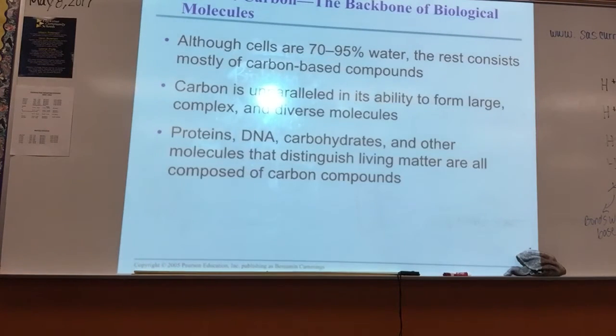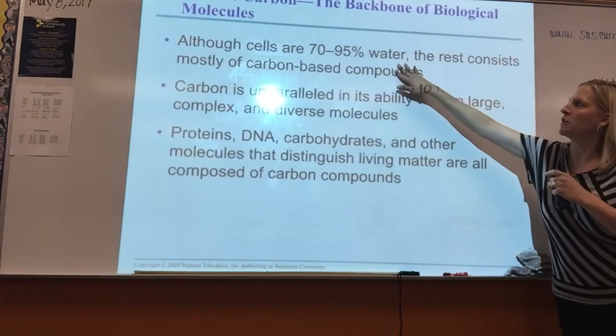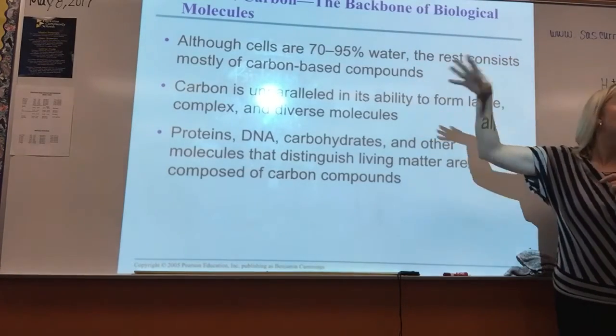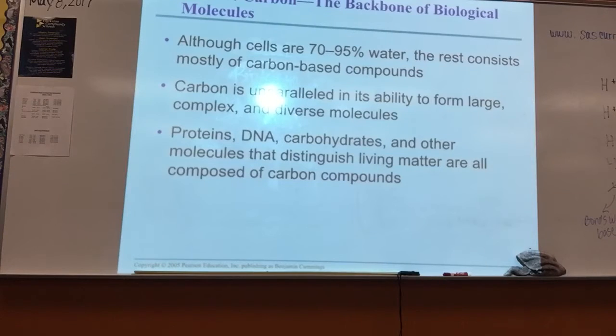Basically, the whole idea is looking a little bit more in depth into the chemistry of living things, and that we depend upon carbon as our main atom, and a lot of the macromolecules and things that we're made up of are carbon-based molecules. So lots of water. We talked about that, 70 to 95% water inside of our cells, and the other class of molecules that is next most abundant is carbon-based molecules.